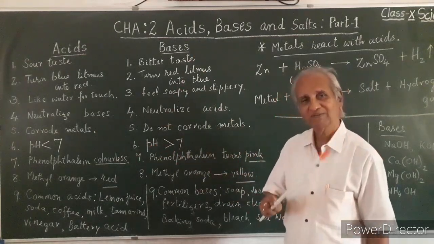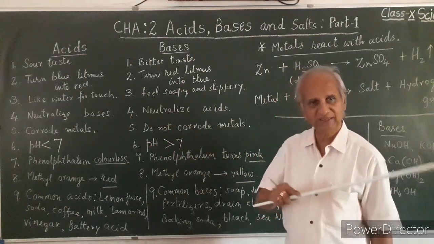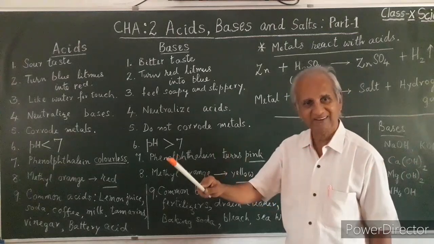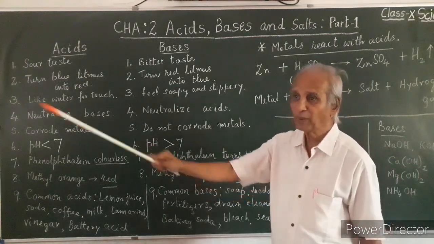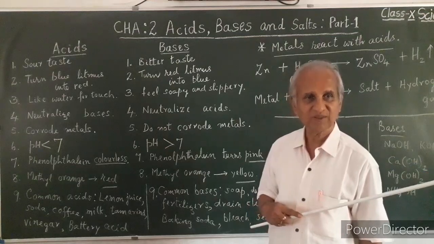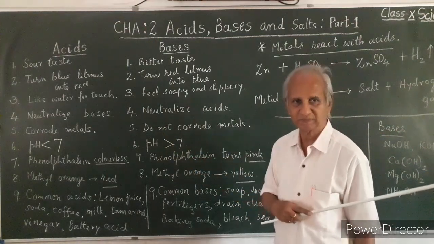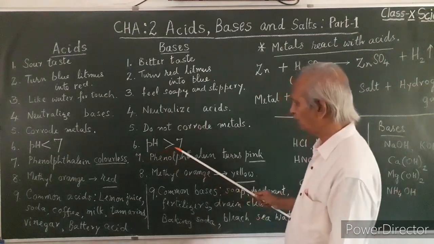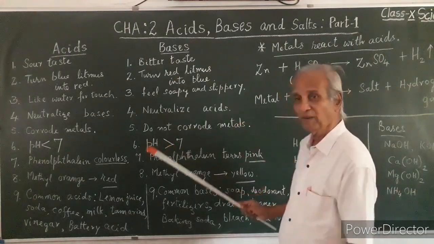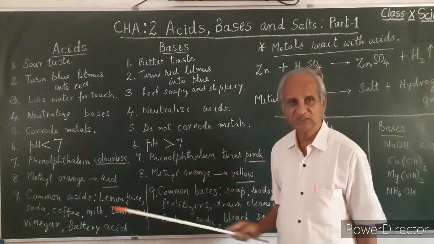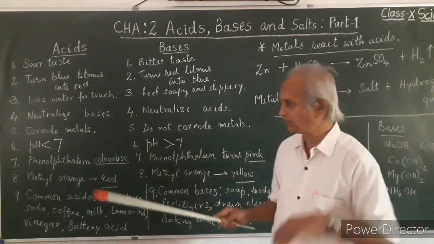Once you cross 7, 0, 1, 2, 3, 4, 5, 6, 7, 7 is neutral. From 7 onwards, when you move towards 14, you have all bases there. So pH of the bases will be more than 7. pH of the acids will be less than 7, 0 to 7.